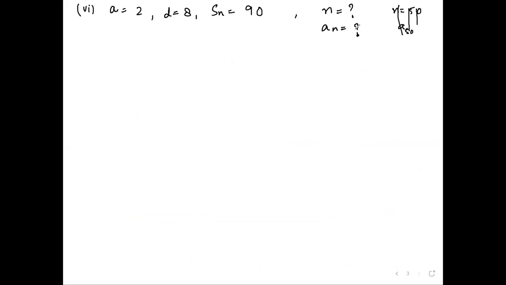Now, see, two things are given. A and D are already given, and one more piece of information is given, so always start with that. Now Sn is equal to 90. That means the formula n by 2 into 2a plus n minus 1 into d is equal to 90.